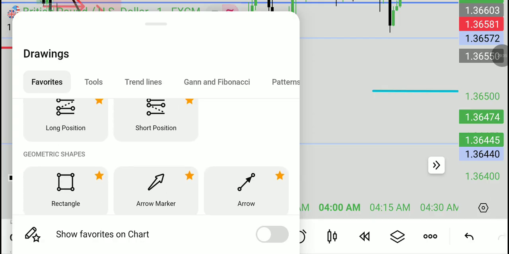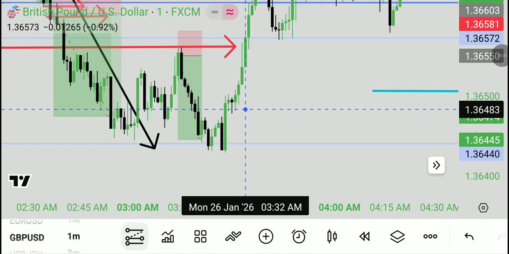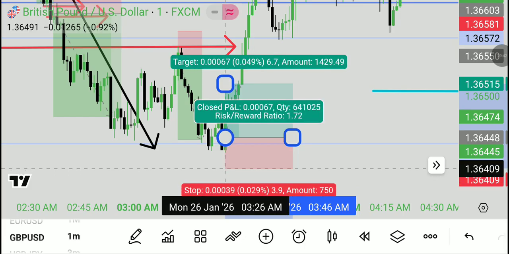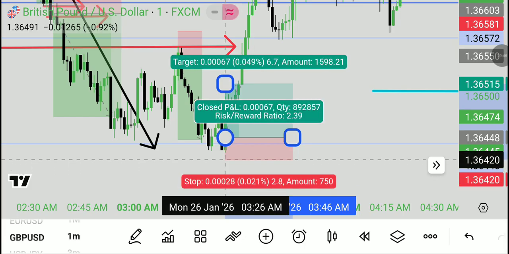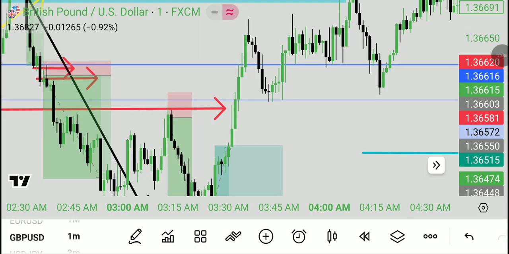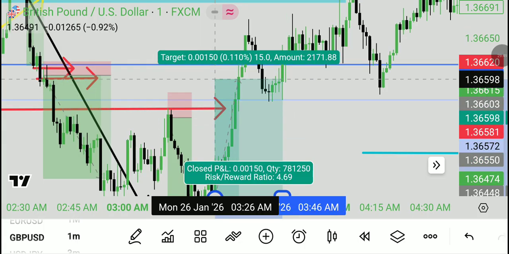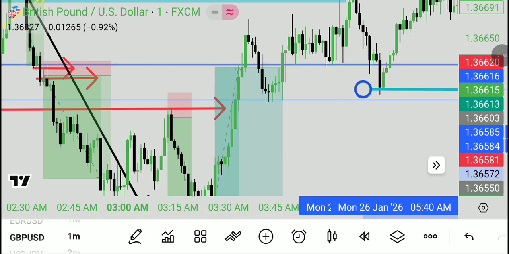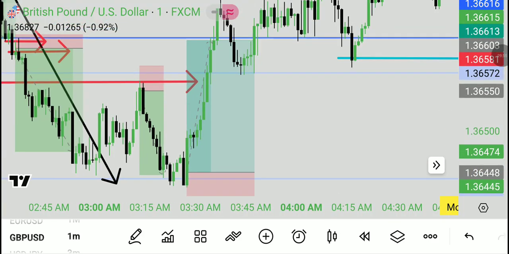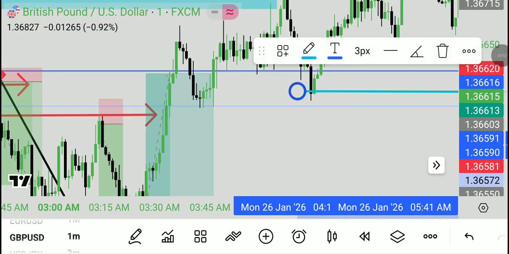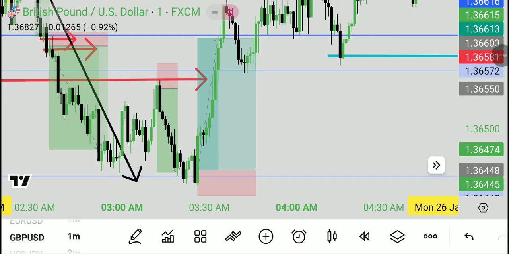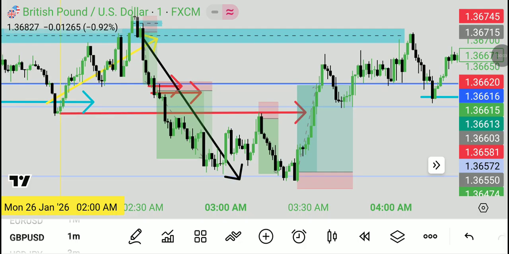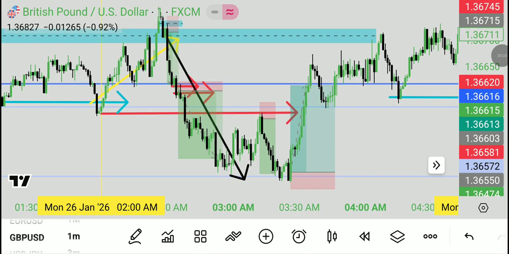Go long over here because the market has done what? The mission. Then when you go long, you'll be targeting midnight opening price. Did you see? Did you see how beautiful it looks?